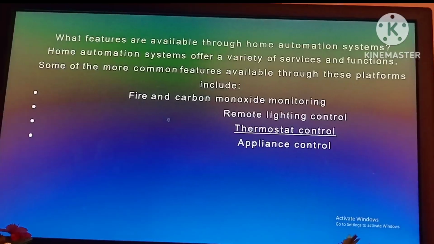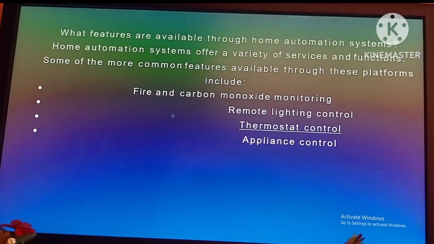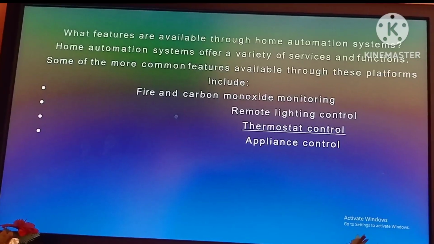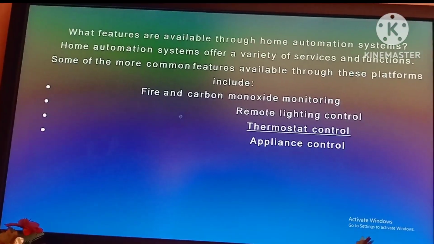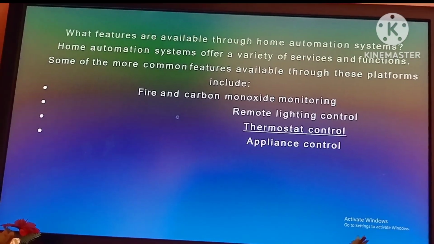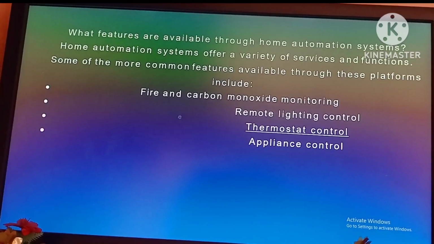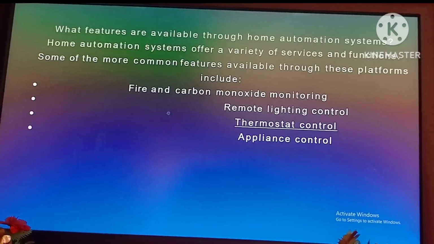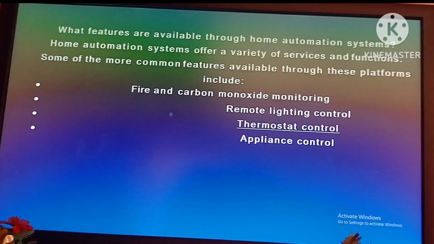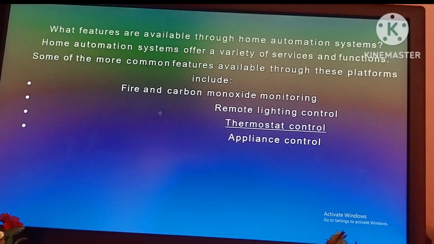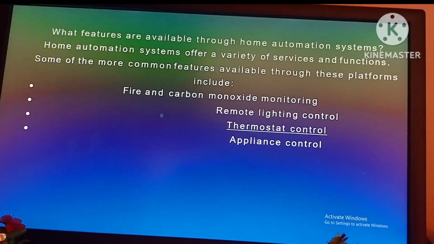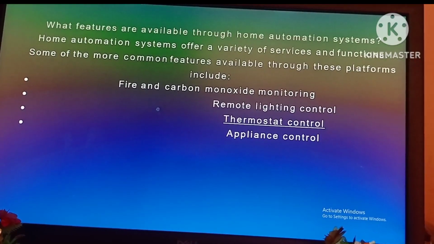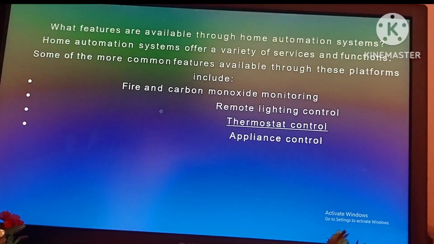Then we will see the features, that is, what features are available through the home automation system. Home automation systems offer a variety of services and functions. Some of the more common features available through these platforms include fire and carbon monoxide monitoring, then remote lighting control, and then thermostat control and appliance control.